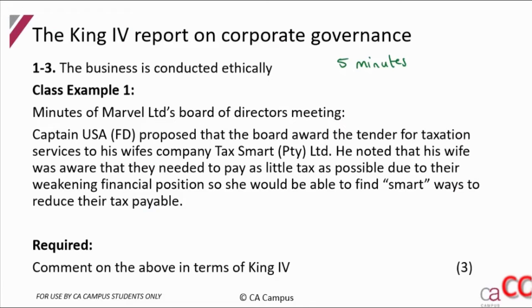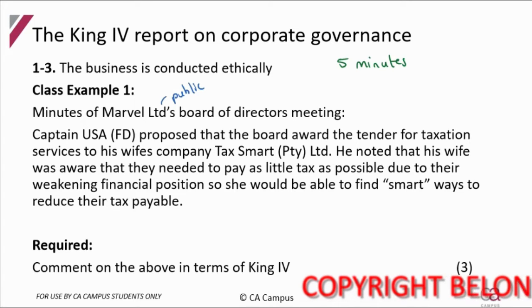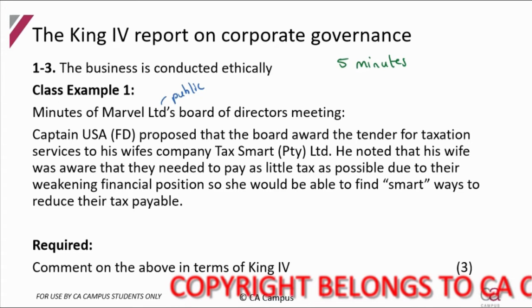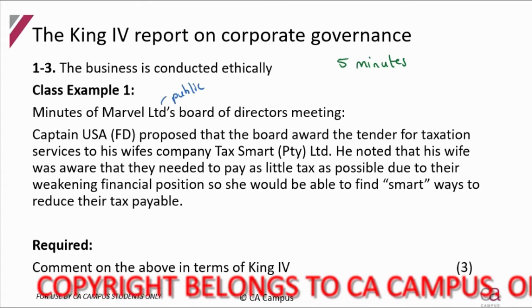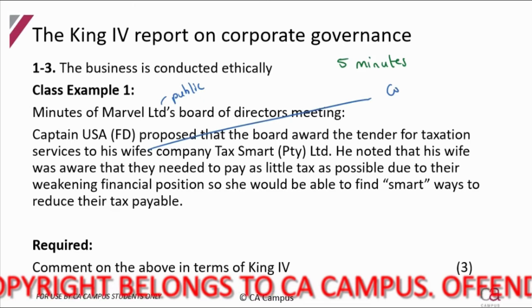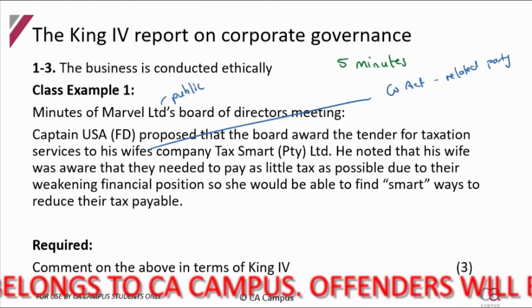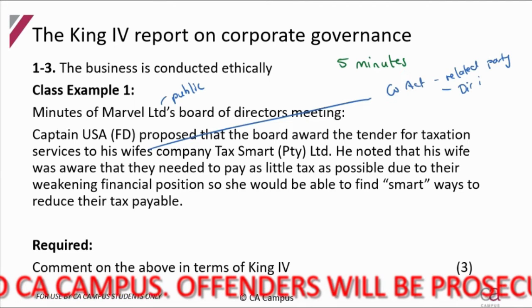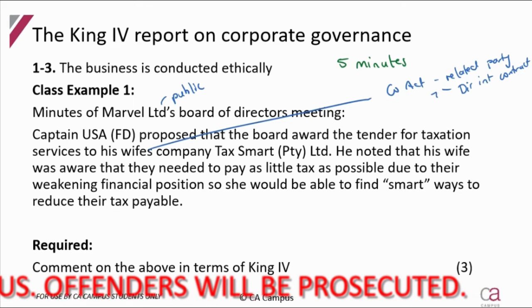Class example 1. Minutes of Marvel Limited. So here we can see that they are public. Board of Directors meeting. Captain USA FD proposed that the board award the tender for taxation services to his wife's company, TaxSmart Pty Limited. So now I can see that from a Companies Act perspective, we've got a related party, and therefore we've got potentially director's interest in contract or director's personal financial interest, so your section 75.